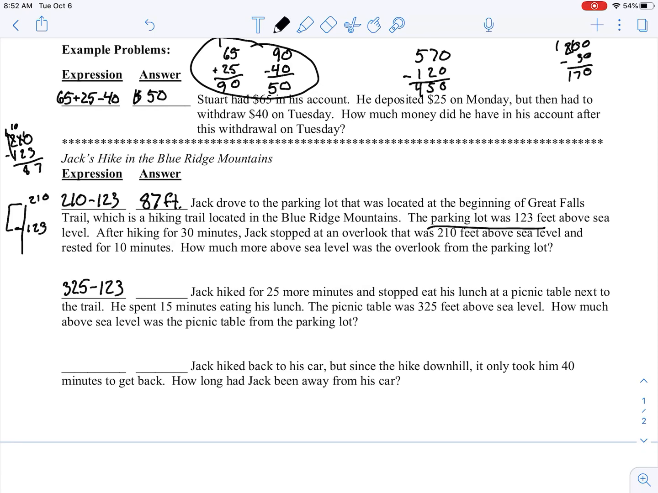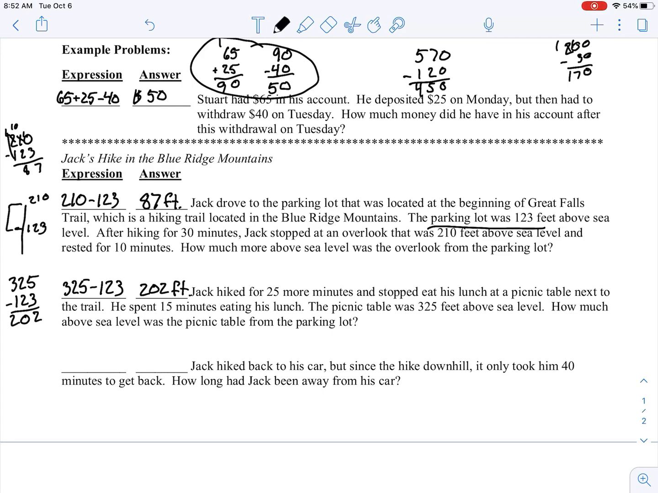So 1, 2, 3. And once again, with our subtraction algorithm, we'll start with our number that we have there and minus off that 123 feet. So we'll get a 2 there, a 0 there, and a 2 there. So the picnic table is 202 feet above the parking lot.